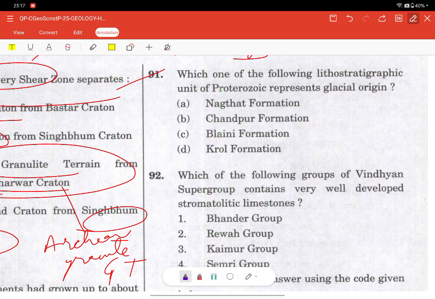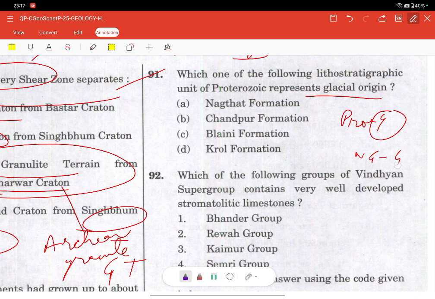So what UPSC is asking is that in Proterozoic there was this glaciation that happened, and we need to distinguish the Neoproterozoic glaciation from the Gondwana glaciation. Okay, so yeah, so the right answer is the Blaini formation. Blaini formation is the one that belongs to this Shimla group that is present in Lesser Himalaya, and the age is Neoproterozoic.